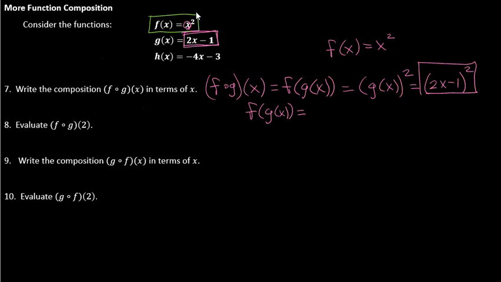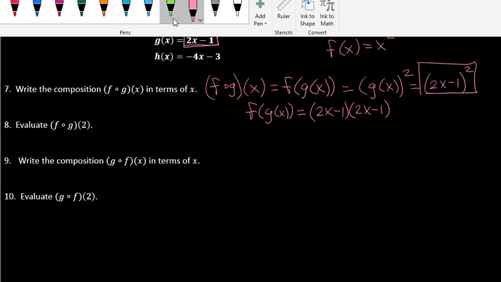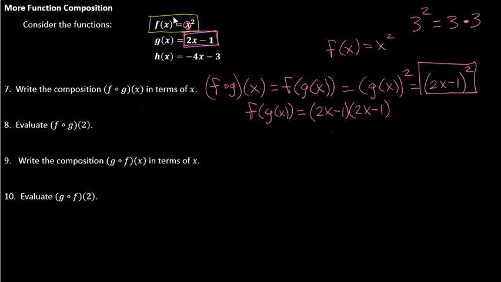Well, how do we do that? Well, consider 3 squared. What does 3 squared mean? Well, that means there's 2 3's being multiplied together. So if I say 2x minus 1 all squared, that means there's 2 (2x minus 1)'s, and they're being multiplied together. Okay, and what we're going to have to do here is FOIL. Okay, so first, outer, inner, last.